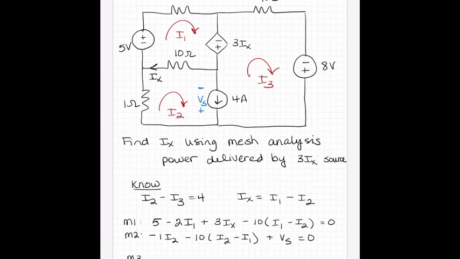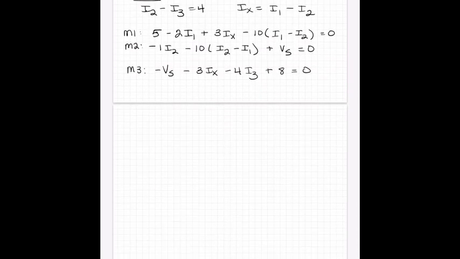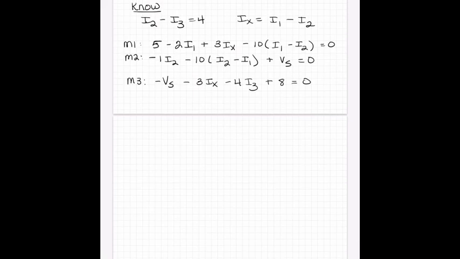Then mesh 3, starting with the 4 amp source, now I'm moving from plus to minus, I'll subtract VS. Coming up to the dependent source, I'll subtract 3Ix. Coming around to the 4 ohm resistor, I'll subtract 4 times I3. And then coming around to that voltage source, moving from minus to plus, I'll add 8. Back to where I started, I can sum to 0. So I've got all of these equations now, and we'll have to maneuver through this and solve.